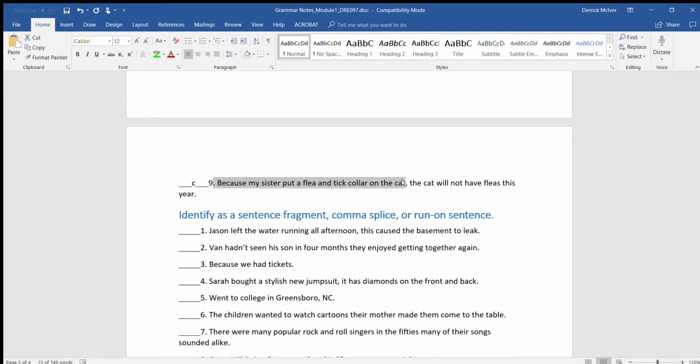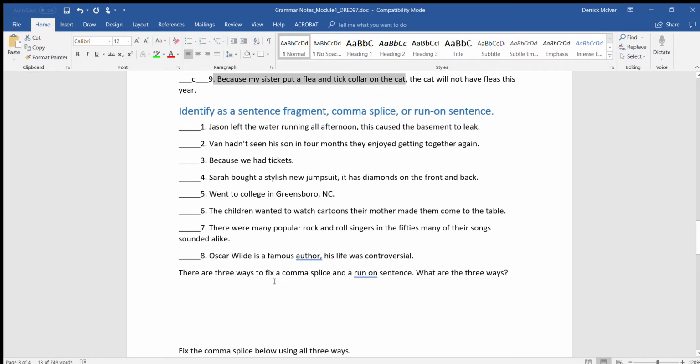So you can join an incomplete sentence, which is also called a dependent clause, and a complete sentence with a comma. A comma cannot join two complete sentences, but a comma can join a sentence fragment and a sentence. Okay, so this is written correctly.